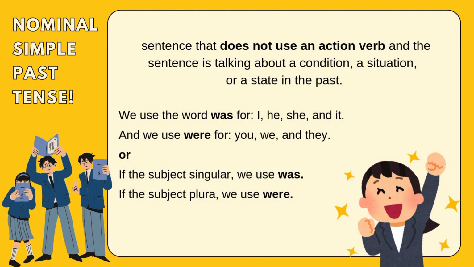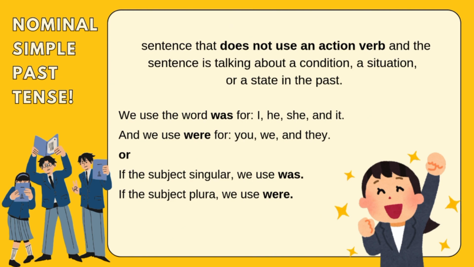Well, now let's move on to the second type, which is the nominal simple past tense. Basically, a nominal sentence is a sentence that does not use an action verb. There is no do, eat, play, watch, or any other activity. Instead, the sentence is talking about a condition, a situation, or a state in the past. Because there is no action verb, we use was or were as the main verb.